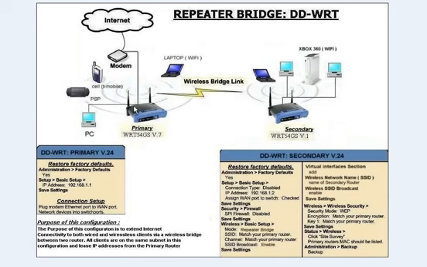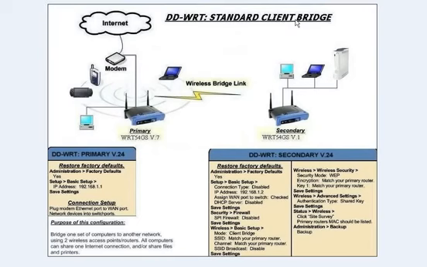What we're going to do is first set up a standard client bridge, which is basically, as a recap, a standard client bridge means that the second router only has connections via a wired connection, no wireless connections at all. The reason we're going to do this is because if we do the repeater bridge first, you usually won't be successful. So we're going to set up the standard client bridge, then we're going to change it to a repeater bridge.